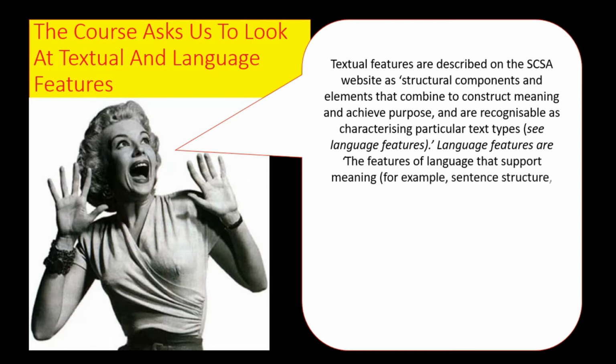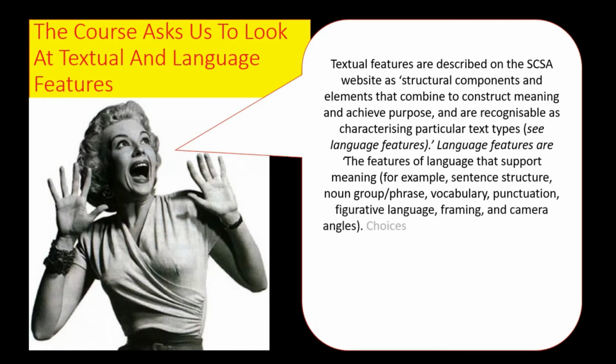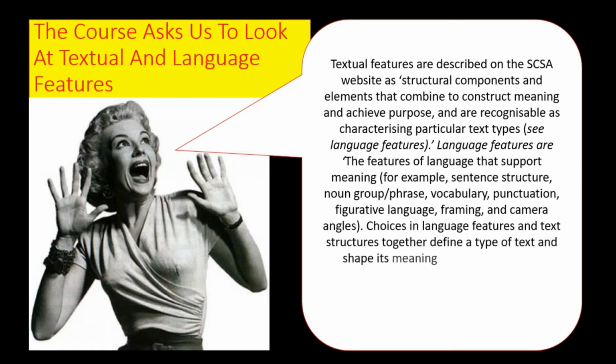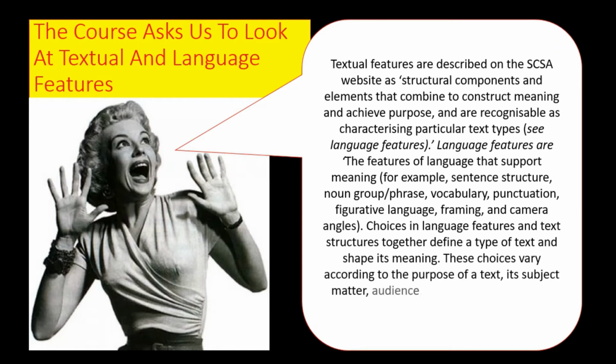For example, sentence structure, noun group phrases, vocabulary, punctuation, figurative language, framing, and camera angles. Choices in language features and text structures together define a type of text and shape its meaning. These choices vary according to the purpose of a text, its subject matter, audience, and mode or medium of production. Still seems a little bit scary? Well, pretty much simply, it's a lot simpler than it seems.